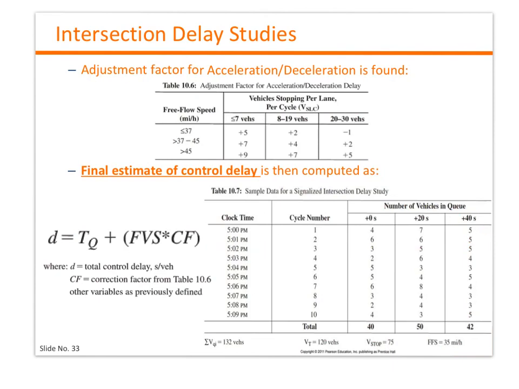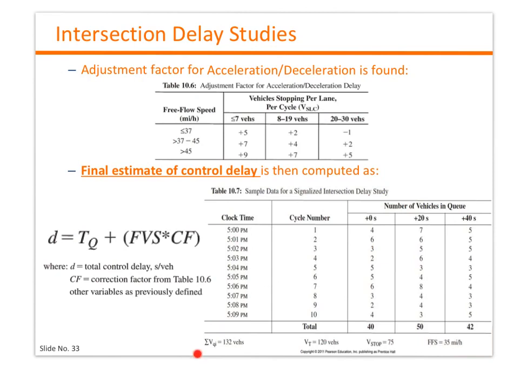At 5:01 p.m., which is the second cycle, we saw 6 vehicles staying 0 to 20 seconds, or 0 to 19, and here 20 plus, which is 6 vehicles, and 5 vehicles stayed more than 40 seconds. So we keep doing this for the entire 10 cycles, which are about 10 minutes, and then we get the summation of all the number of vehicles in queue that stayed 0 plus seconds, 20 plus seconds, and 40 plus seconds.